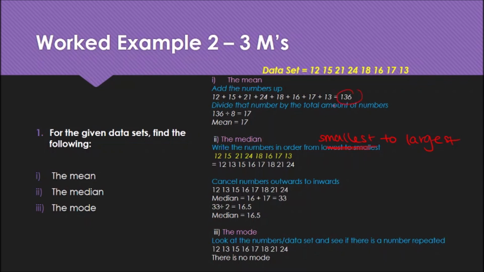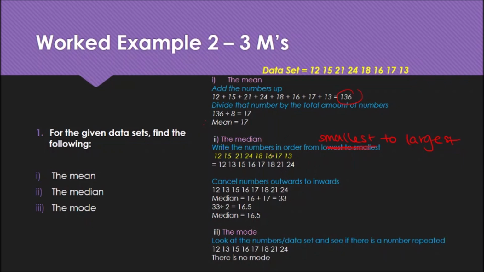The numbers will give you 136. Then you need to divide that number by the total amount of numbers. So 136 divided by 8, which is 17. Okay, and so therefore the mean is 17. To find the median, you need to write the numbers in order from smallest to largest. So I've just copied that down there.